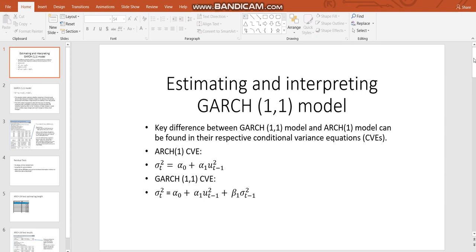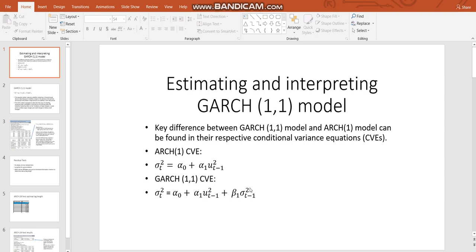Now in this video I'm going to be showing you how to estimate and interpret a GARCH 1-1 model using Eviews. So just very quickly before I go on to Eviews, I just want to explain the main difference between ARCH models and GARCH models. The key difference lies in the conditional variance equation of the GARCH model. So if we look at the difference between an ARCH 1 model and a GARCH 1-1 model, we can see right here that the first two terms are exactly the same for both.